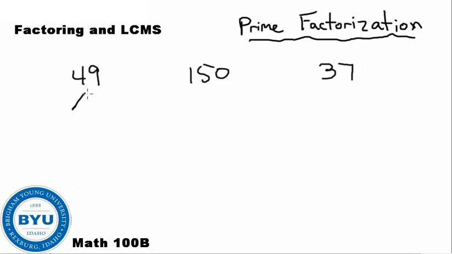So the only number that goes into 49 is 7. You get 7 times 7. And so the prime factorization is simply 7 squared.